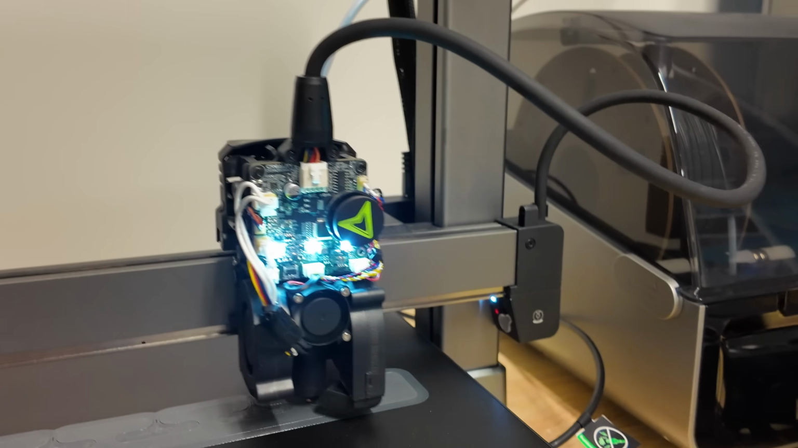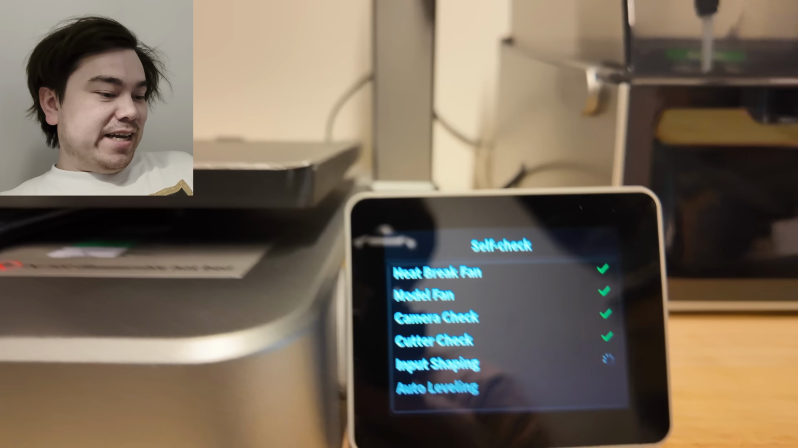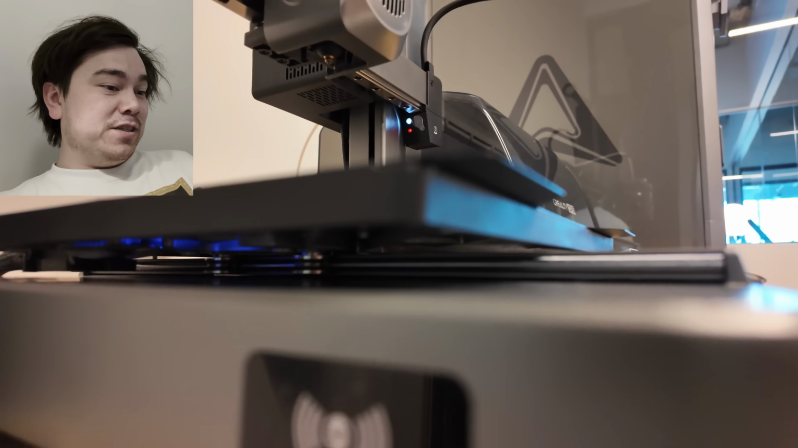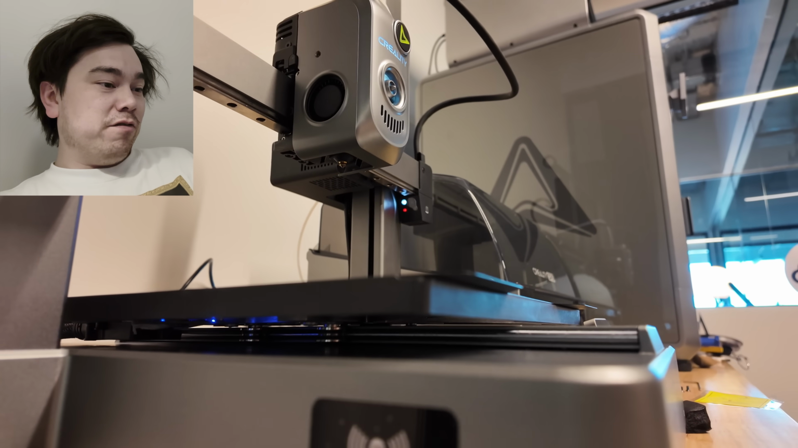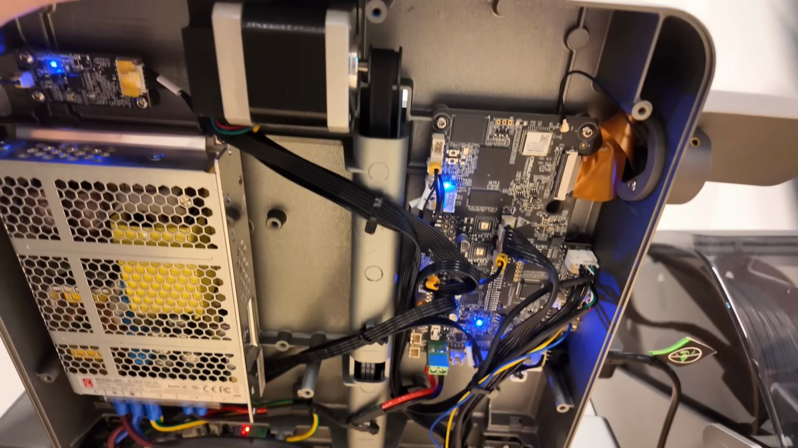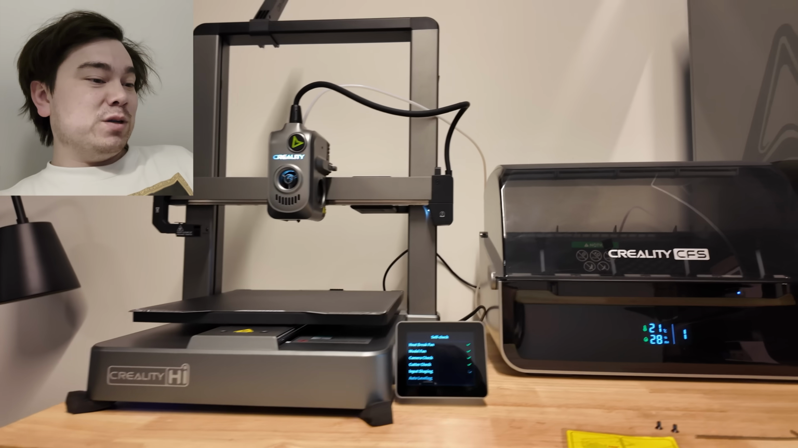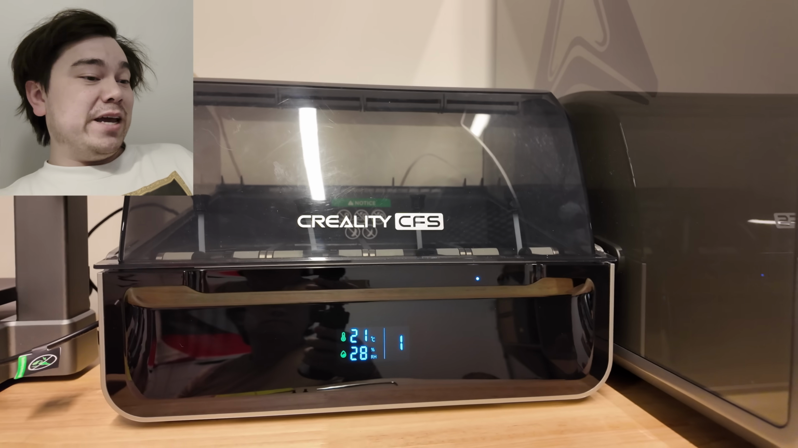Today we're going to be taking a look at the Creality Hi. I guess it's called the Creality High. And basically, this is Creality's best version of the Ender 3 so far. It shares a lot of hardware in common with the K2 Plus, and a lot of the specs seem to be borrowed from the Bambu Lab A1.